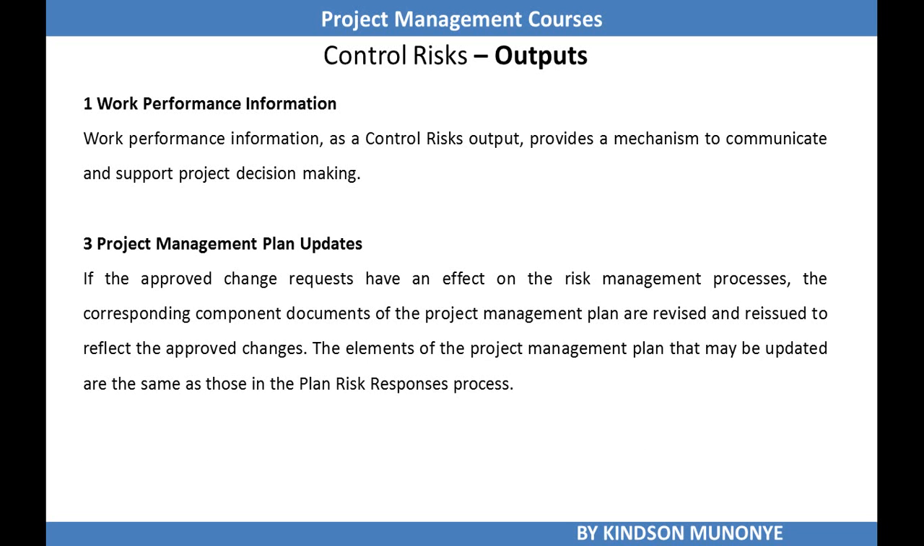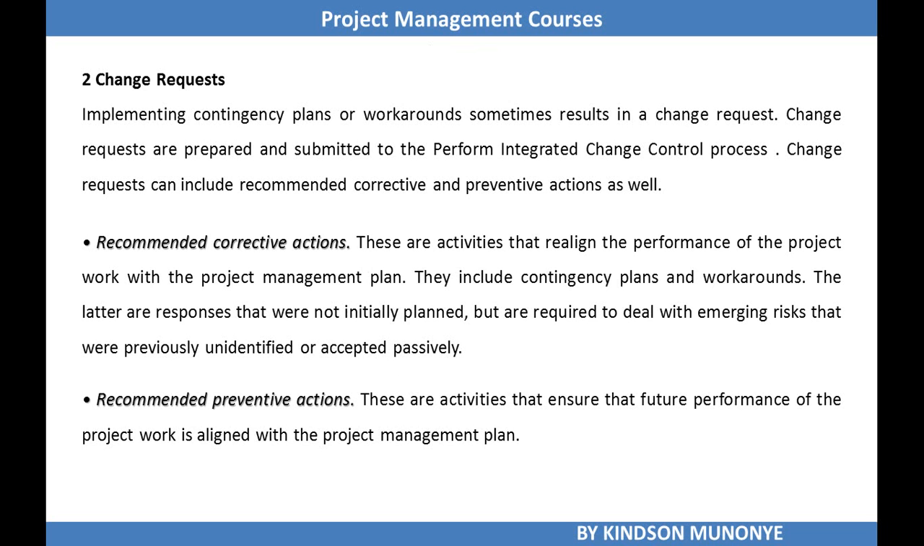Alright, let's look at the outputs. There are five of them, and many of them are updates. One is work performance information. Remember that we had work performance data as an input, and now the output is work performance information. Work performance information is data that has been analyzed and can be applied in decision making. Then project management plan updates. Of course, you know that the project management plan includes the risk management plan. It might be updated as necessary in the course of control risks.